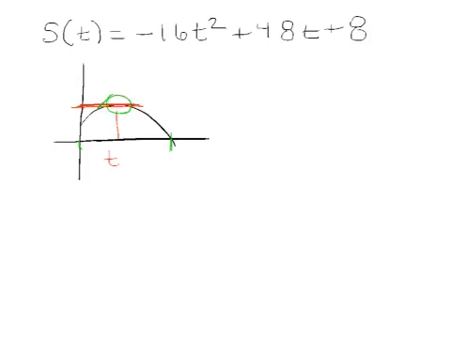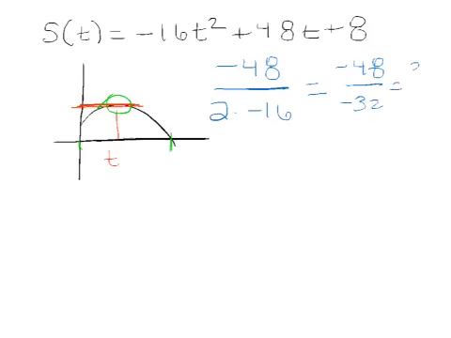So to find the vertex, we do the opposite of b over 2 times a. So that's negative 48 over negative 32, which is 3/2. So for the ball to reach its maximum height takes 1.5 seconds.